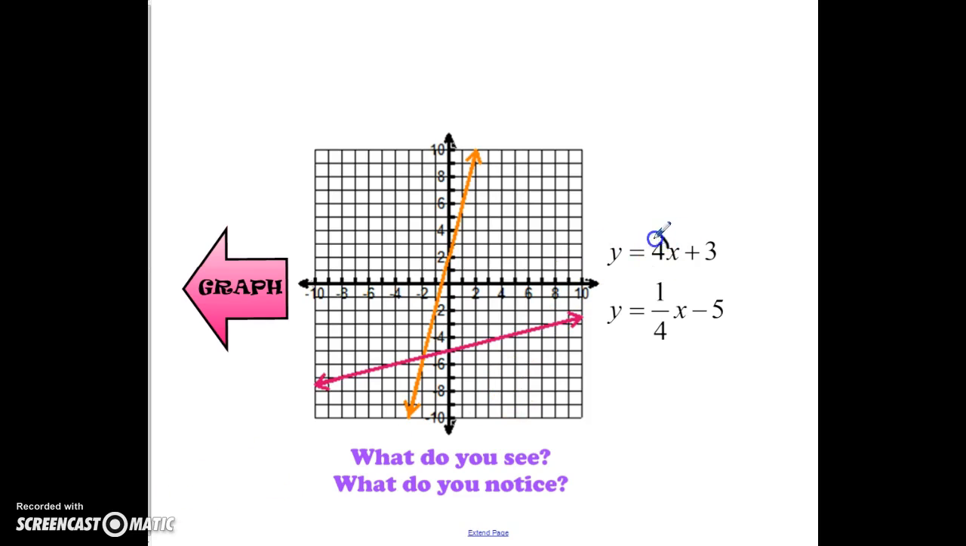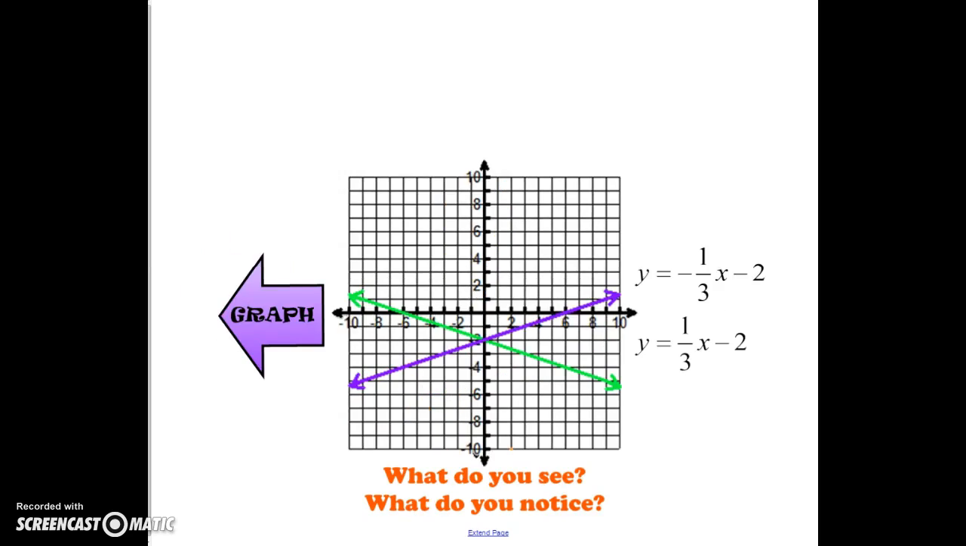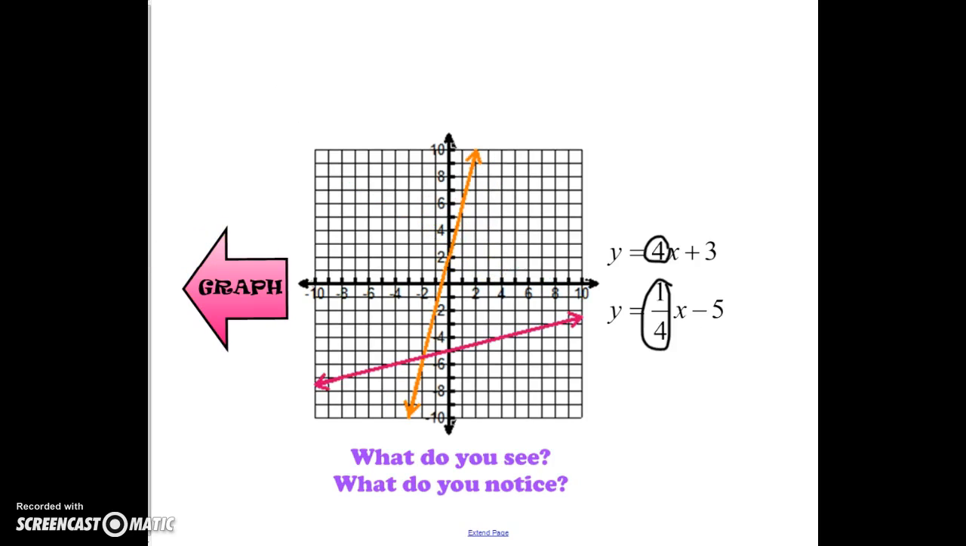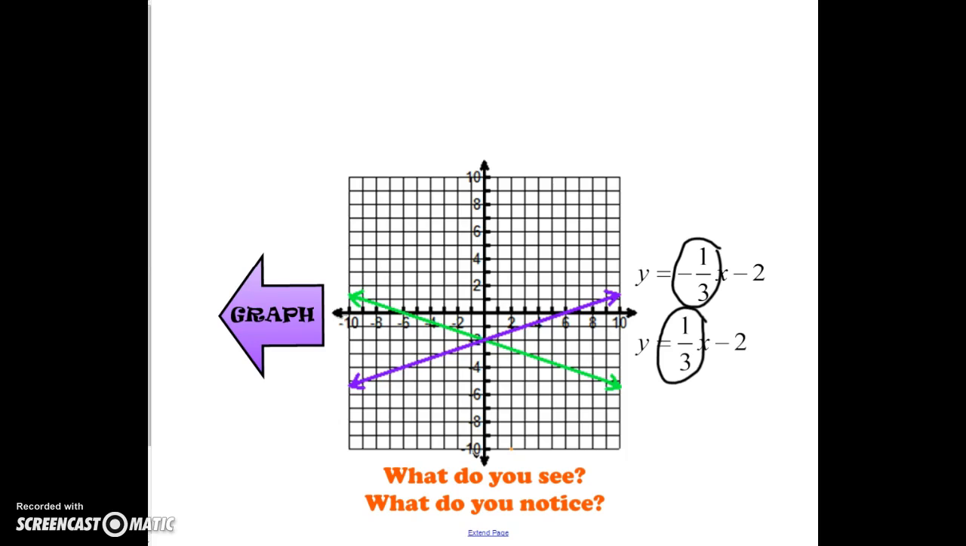The next one, I have a 4 and I have a 1 over 4. So in this case, the slopes are reciprocals and the graphs just intersect. They're not parallel, they're not perpendicular, they just intersect. So I have reciprocals, but they just intersect. Your next one, you have a slope of -1/3 and +1/3. So these are opposites, but they also just intersect. Which means in order for it to be perpendicular, they have to be opposites and reciprocals. If they're just one of those two things, then they just intersect.